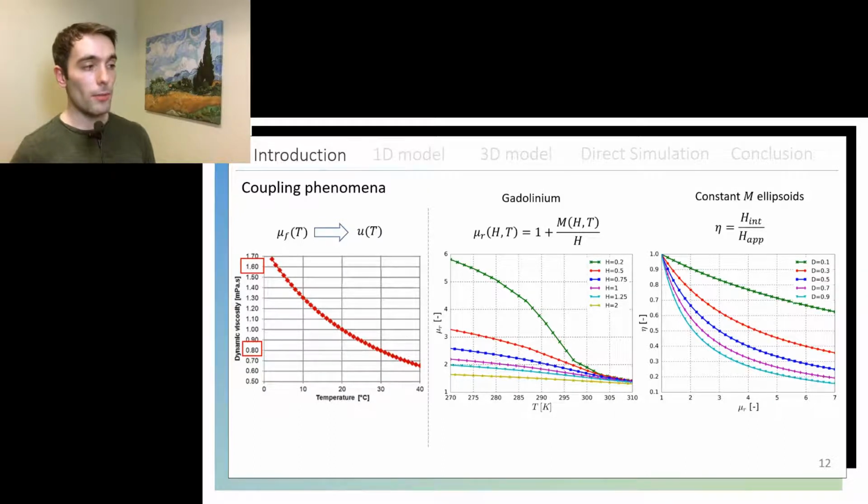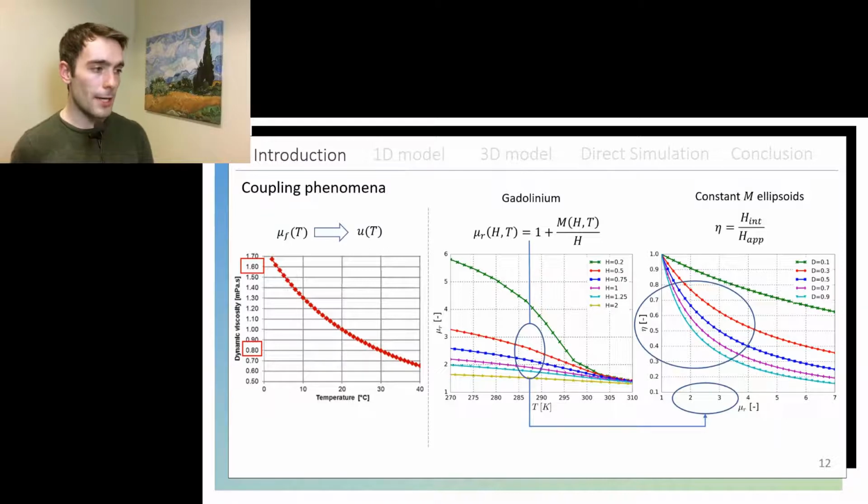There's also the magnetic relative permeability of gadolinium in the ferromagnetic region. It changes quite a bit between 0 and 2 Teslas, and that might change the ratio between the internal and applied magnetic field, especially for the cases where the demagnetization is rather high.